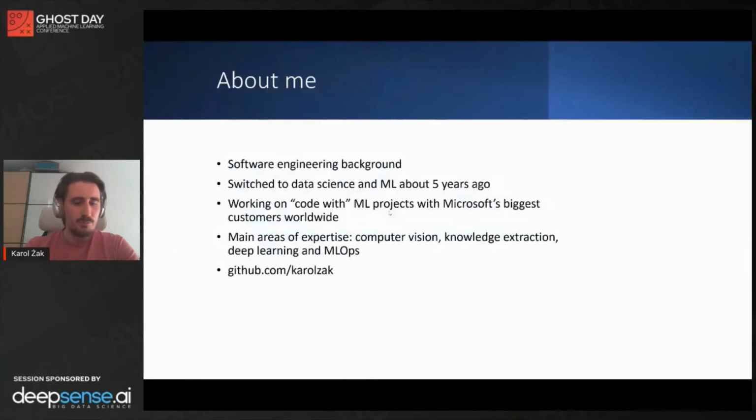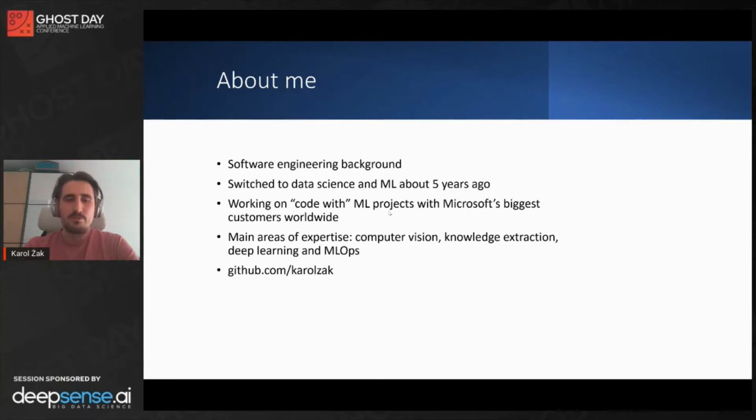A bit more about me. I think most of this was already shared, so let me just skim through it. I have a software engineering background. That's my original education. That's where I'm coming from with my experience. I switched to the data science and machine learning path about 5 years ago. And ever since, I've been involved in machine learning projects within Microsoft.